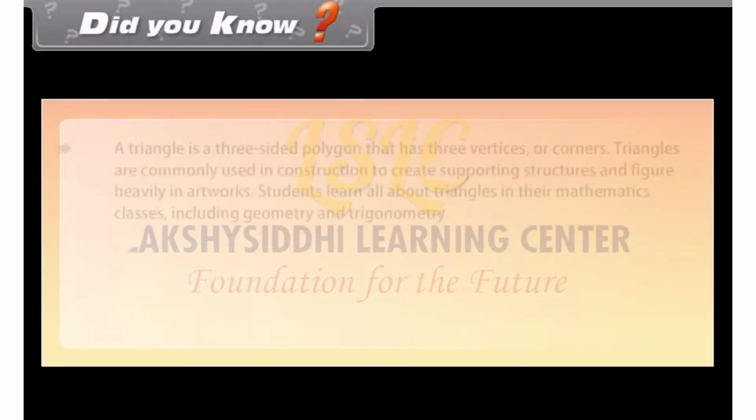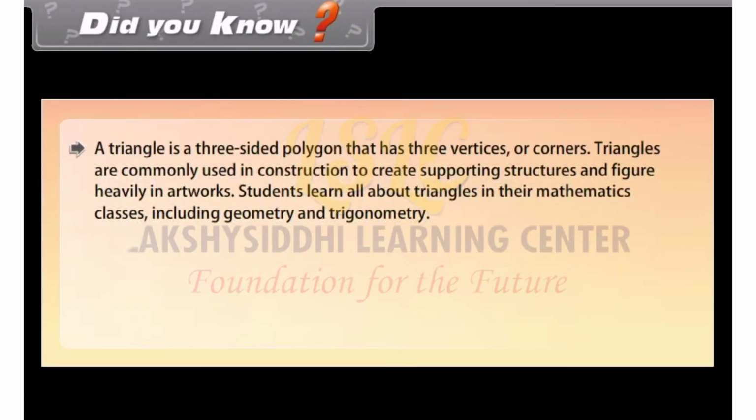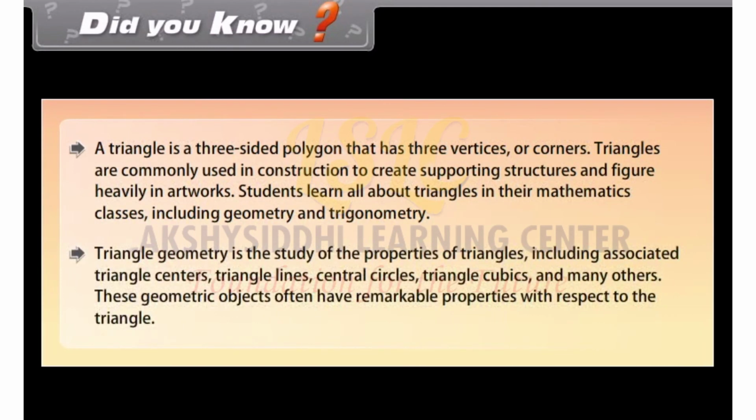Did you know? A triangle is a three-sided polygon that has three vertices or corners. Triangles are commonly used in construction to create supporting structures and figure heavily in artworks. The students learn all about triangles in their mathematics classes and trigonometry. Triangle geometry is the study of the properties of triangles, including associated triangle centers, triangle lines, central circles, triangle cubics, and many others. These geometric objects often have remarkable properties with respect to the triangle.